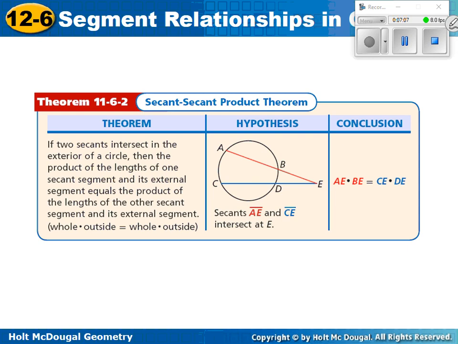So it's going to be whole times outer equals, then you're going to go to the other secant segment, and it's going to be the whole times just the outer part. What's the outer part of the second one? D. So when we talk about the outer part, we're talking about the part outside the circle.